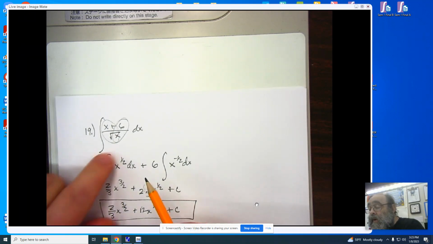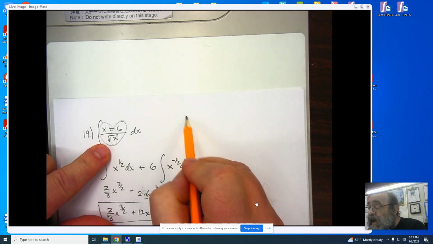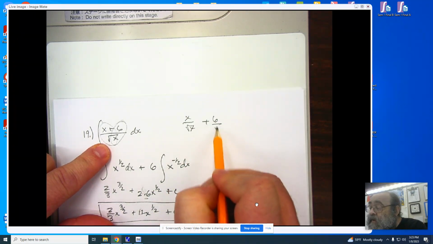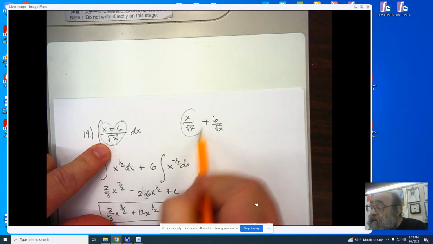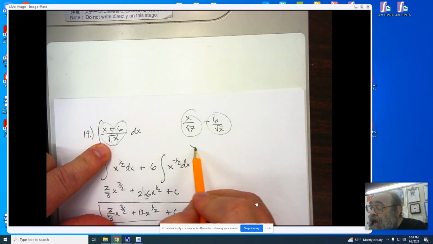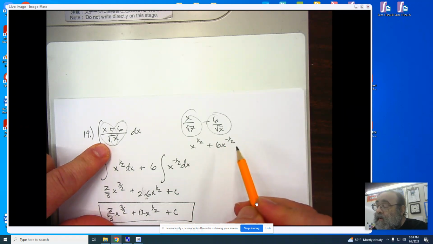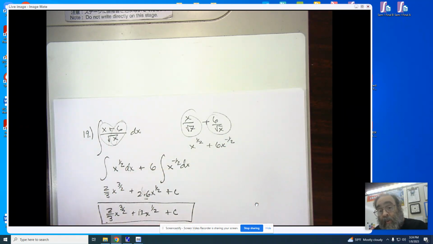So notice, you want to make sure that you write this as x over the square root of x plus 6 over the square root of x, and then simplify your power so you get x to the 1/2 plus 6x to the minus 1/2. And that's what you're going to work with as you separate it into the two parts.